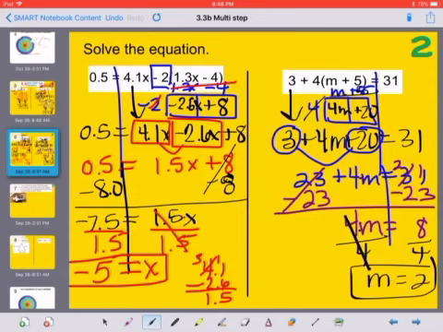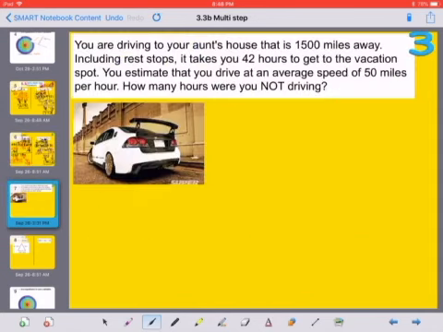So hopefully you're getting the hang of solving equations and now multi-step equations. We're going to take a look at slide 3. It says, you are driving to your aunt's house that is 1,500 miles away. Including rest stops, that's important, it takes you 42 hours to get to the vacation spot. You estimate that you drive at an average speed of 50 miles per hour. How many hours were you not driving?